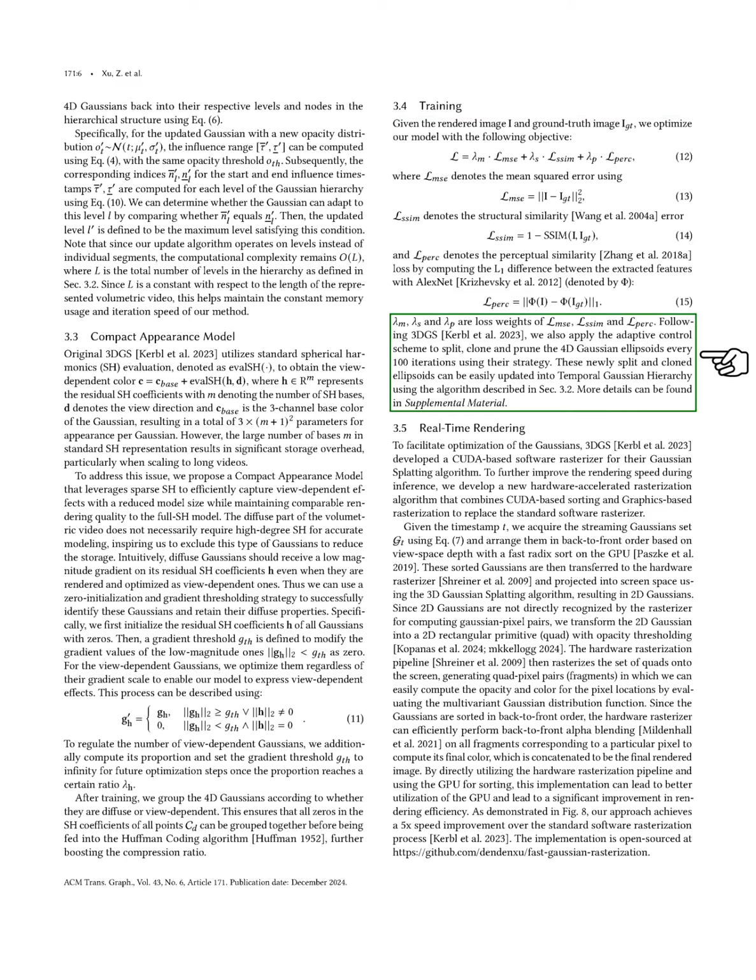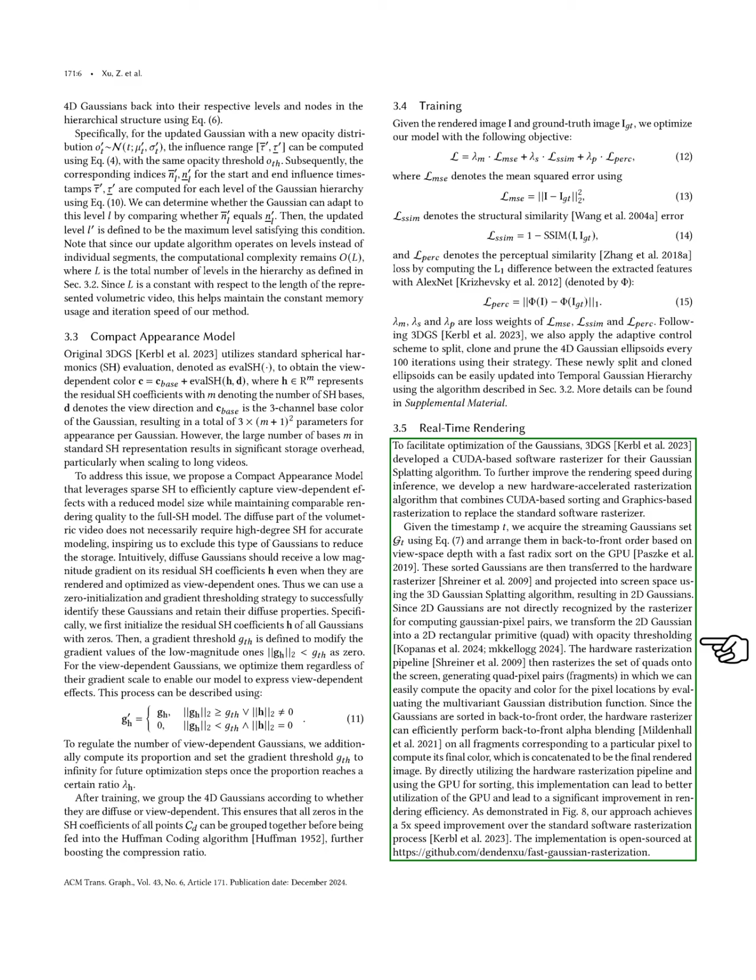We also implement an adaptive control scheme to manage the 4D Gaussian ellipsoids, allowing us to split, clone, and prune them every 100 iterations. These updated ellipsoids can be integrated into the temporal Gaussian hierarchy.